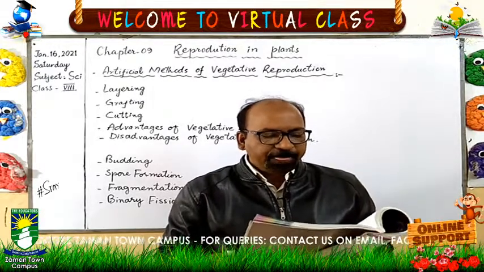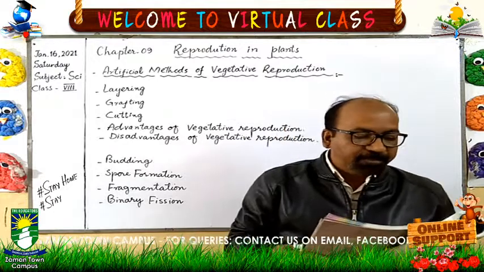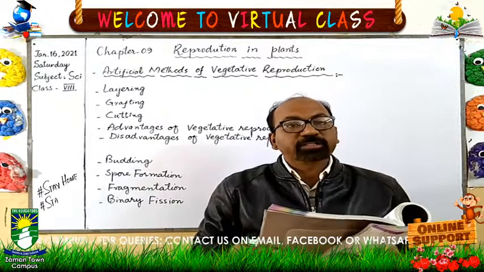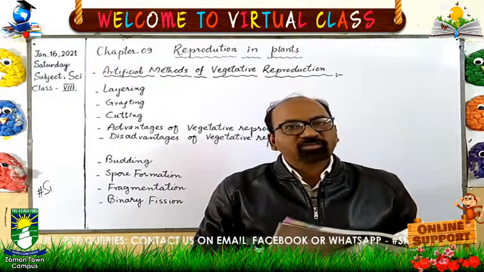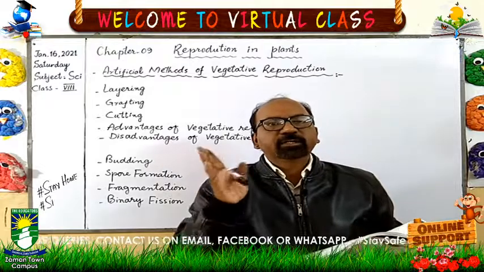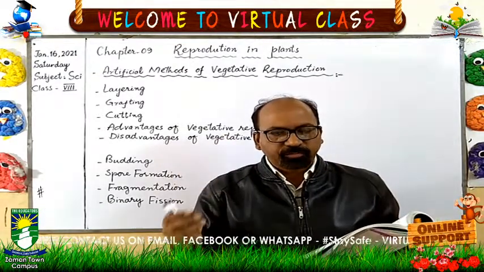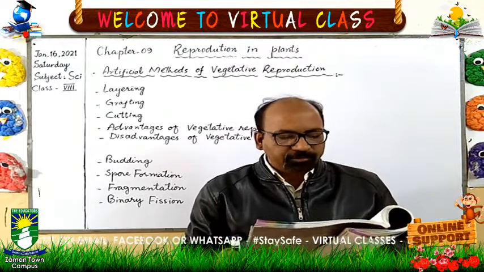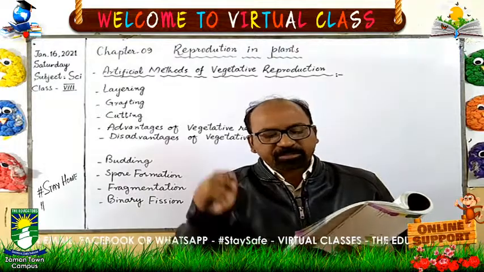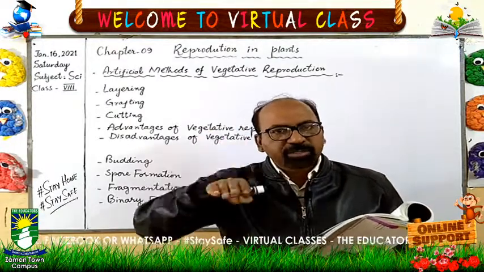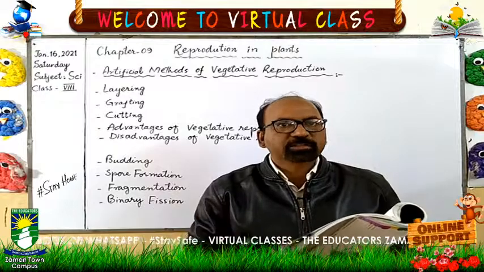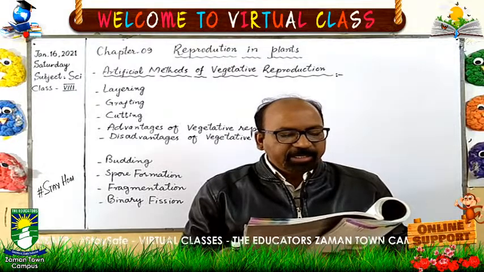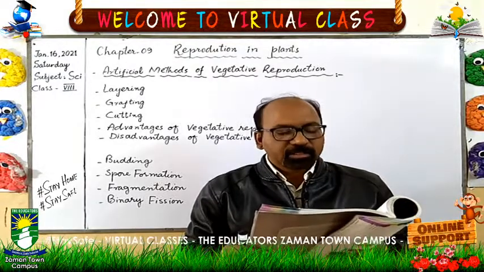In case of layering, the lower branch of the plant is bent down and covered under a thin layer of moist soil. Why need moist soil? Because moisture is needed to grow the roots from that part. Soil by pushing the tip into the soft ground. Now one part is covered with the soft moist soil. After some time, roots develop and the branch forms a new plant.